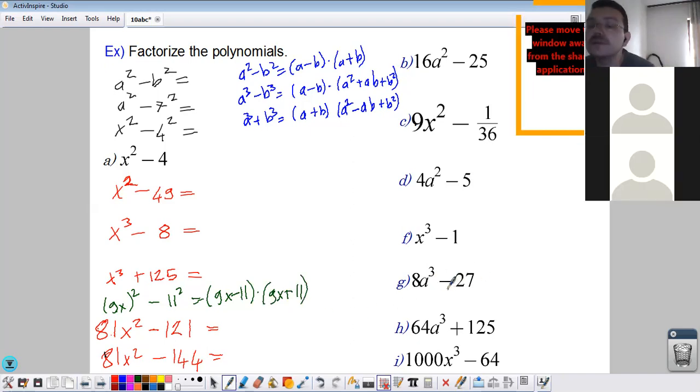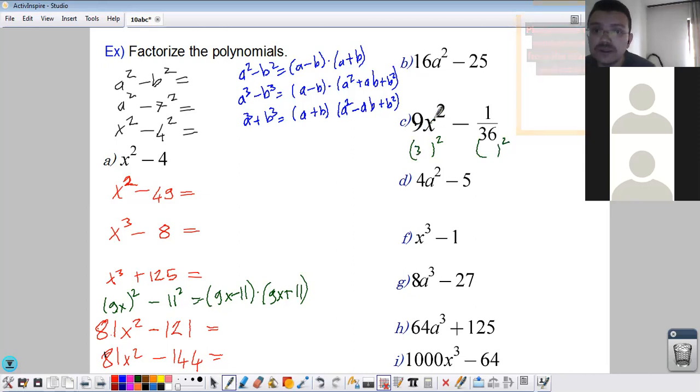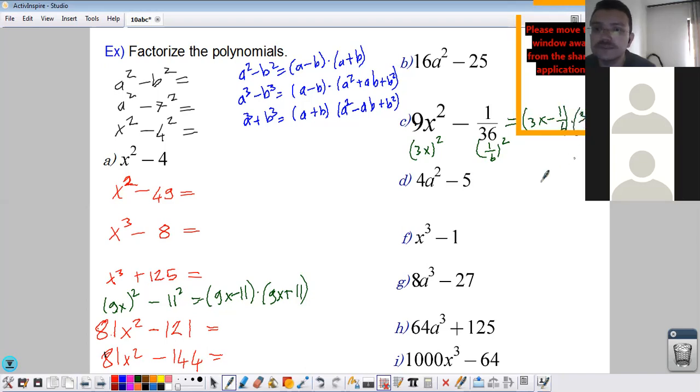Teacher, can you do C? C, question C. Which one? Do you mean this one? Yes. Okay. In here, again, you can do it all in parentheses and squared. Let's do that. 9 is square of 3. It is x squared, so x goes in. 1 over 36. 1 is square of 1, and 36 square of 6. So you can factorize this as 3x minus 1 over 6 times 3x plus 1 over 6.